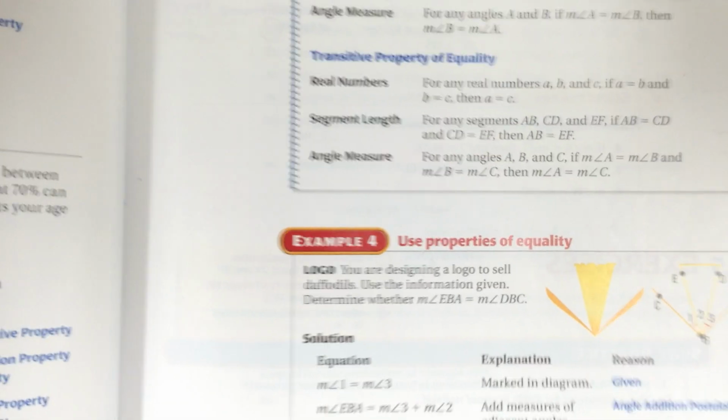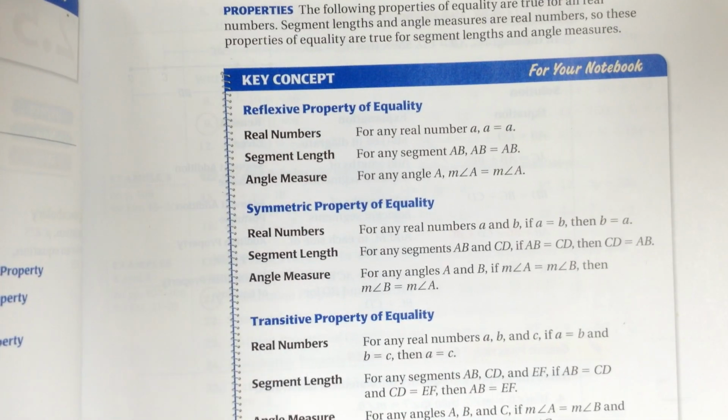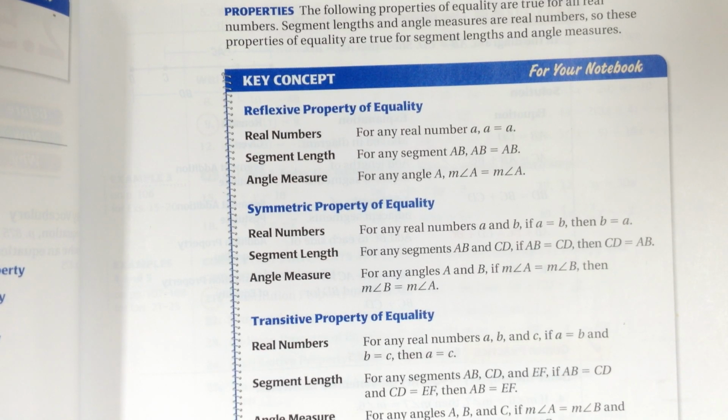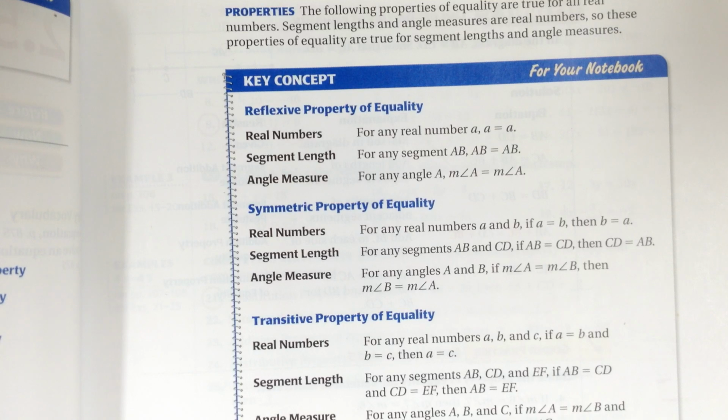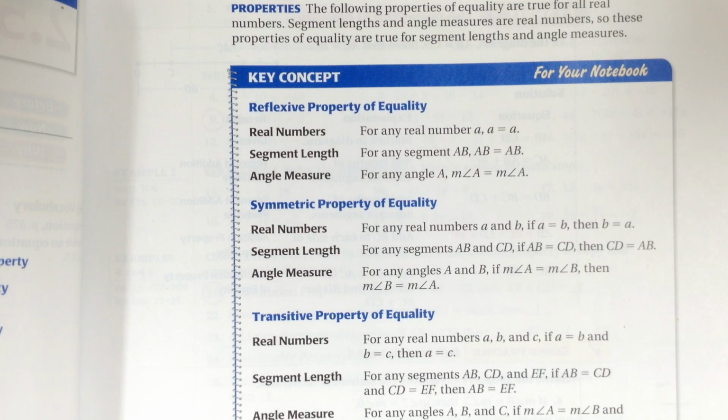Now let's go to page 107. The following properties of equalities are true for all real numbers. It says segment length and angle measurement are real numbers, so these properties of equalities are true for segment length and angle measurement. Let's go over some of the key concepts.